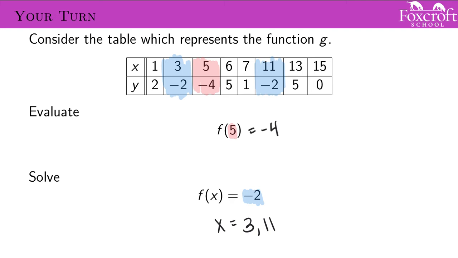I have to solve f of x equals -2. You're looking for all the x values that make your y value -2. Well, that happens in two different places: when x is 3 and x is 11. All right, so just knowing the difference between when you're evaluating, you're going to be equal to that one y value. When you're solving, you're looking for all the x's that could make that true.